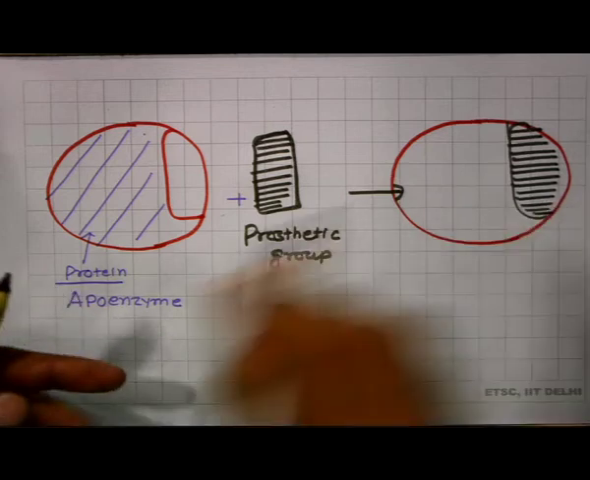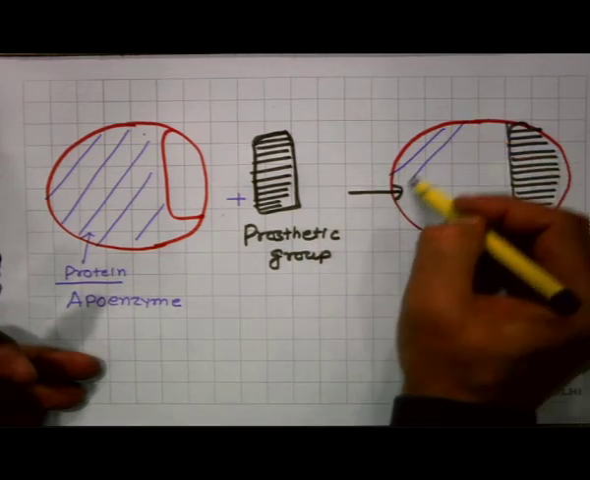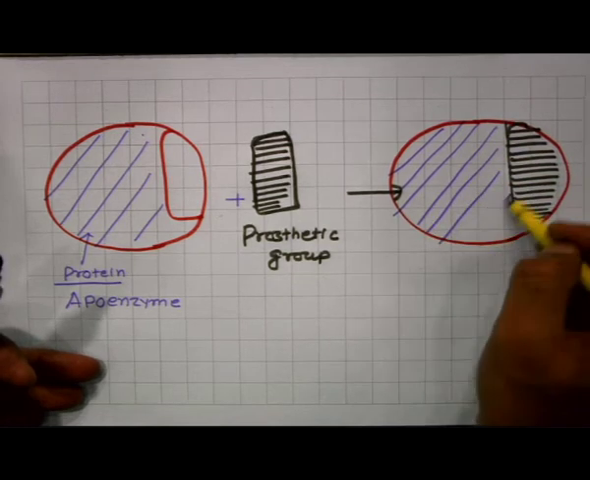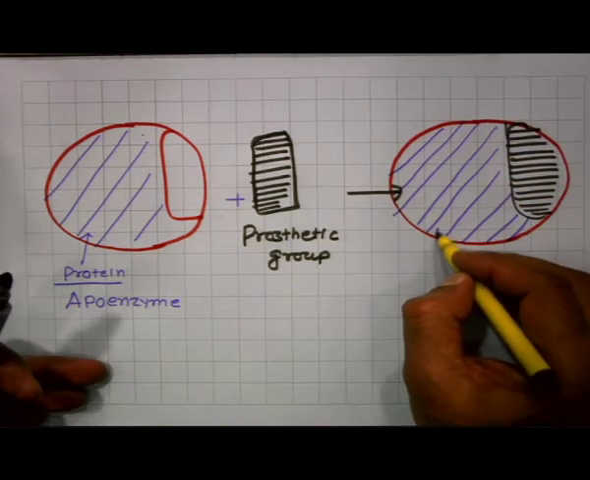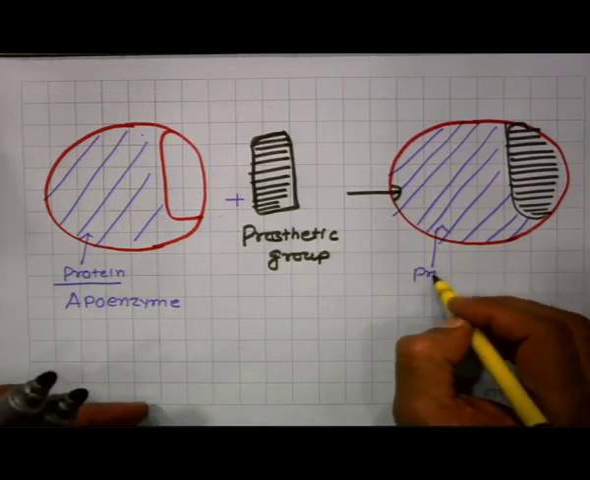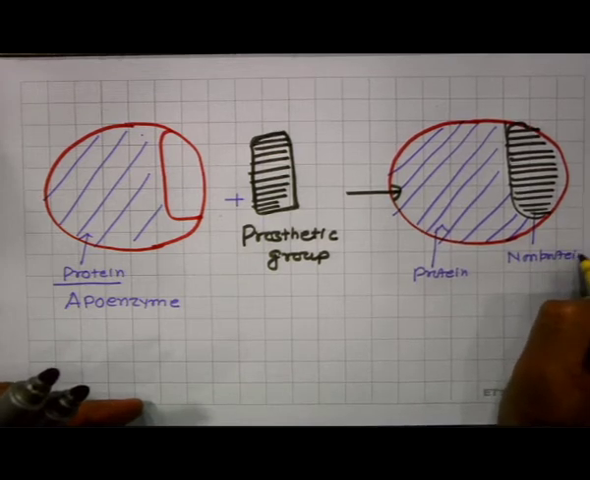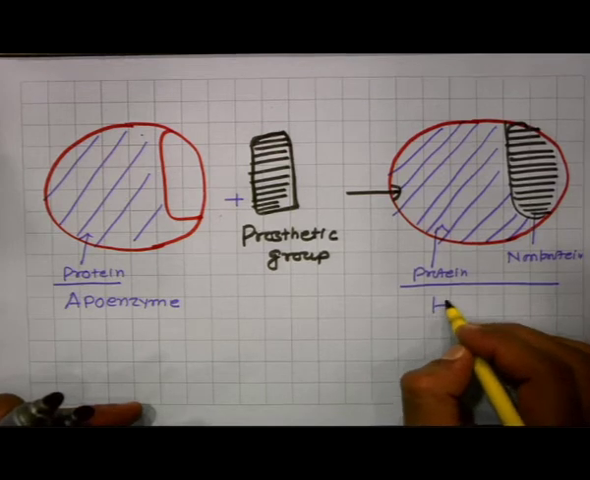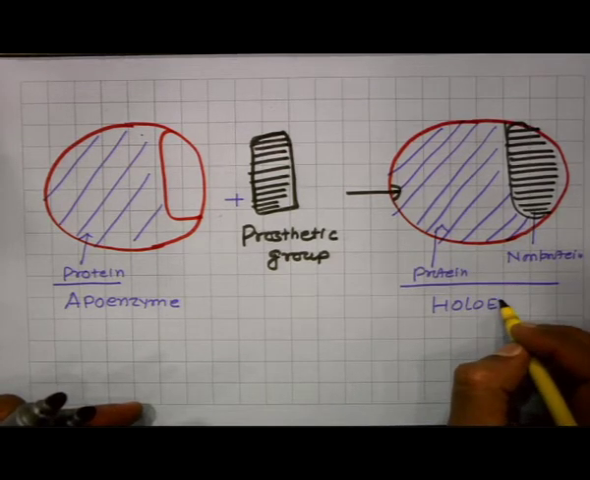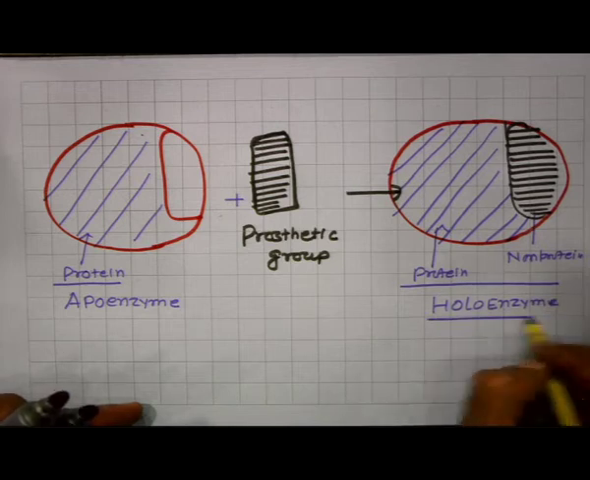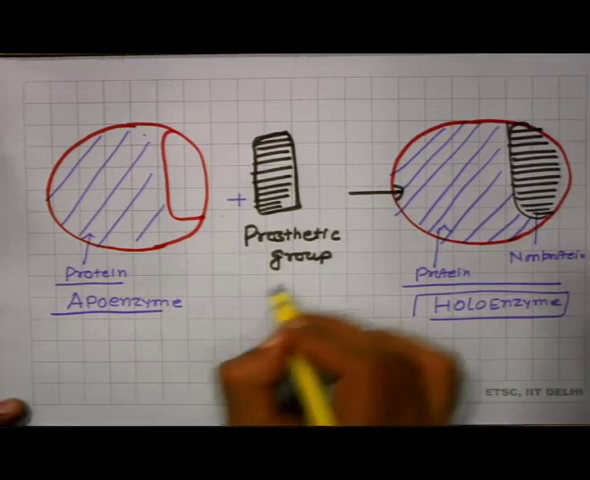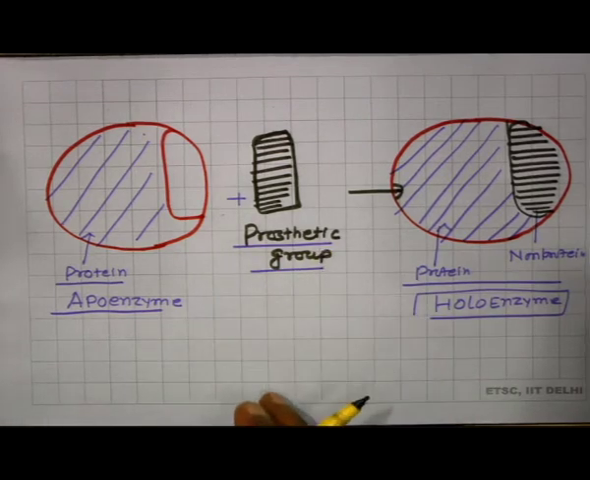So, this is the structure. Now, you can easily recognize this one is the protein part and this one is the non-protein part. When they combine, they form the holoenzyme. So, the holoenzyme consists of apoenzyme plus prosthetic group. With the help of this diagram, I hope you can easily understand which is the protein part and which is the non-protein part.